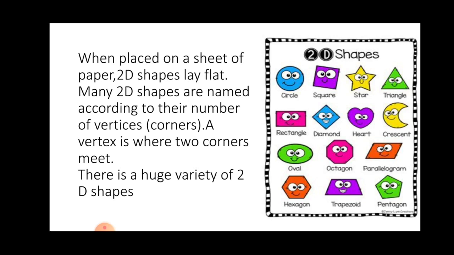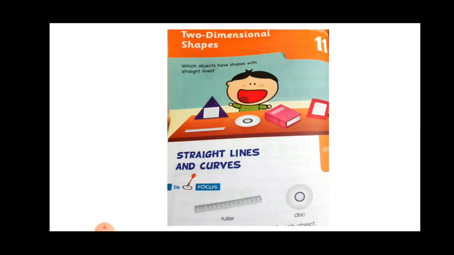Now let's repeat the names with me: circle, square, star, triangle, rectangle, diamond, heart, crescent. Can anybody see a crescent shape in the night? Yes, the moon is a crescent shape. Oval, octagon, parallelogram, hexagon, trapezoid, pentagon. Is that clear? These are 2D shapes.